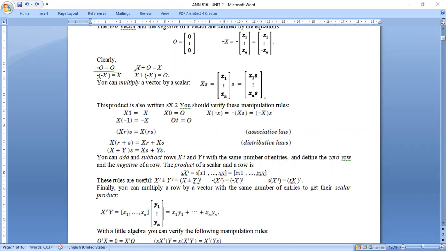And if one vector x is added with a zero vector, then you will also get the result of the vector x. Why? Because this is addition. You already know that. This is one of the laws in vectors.